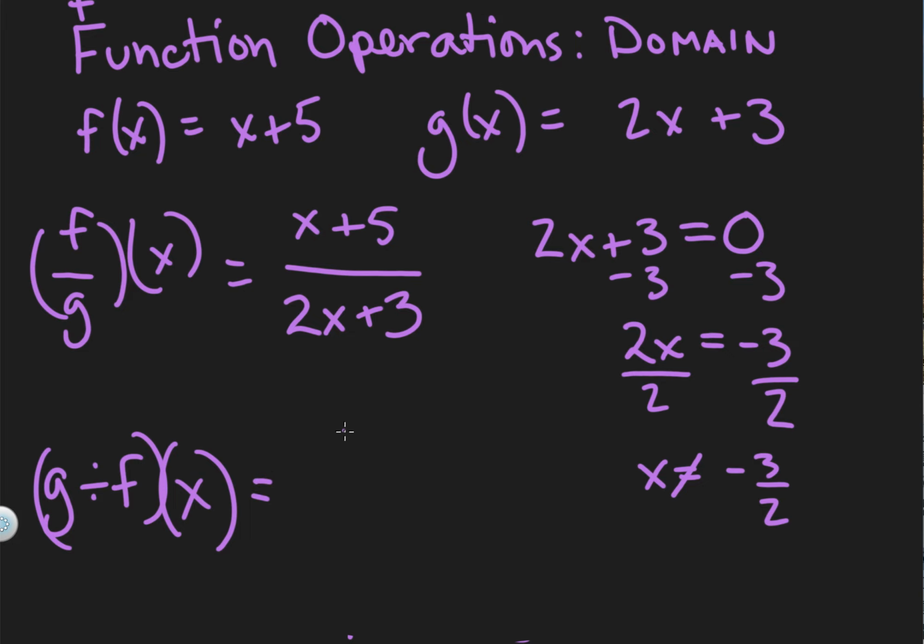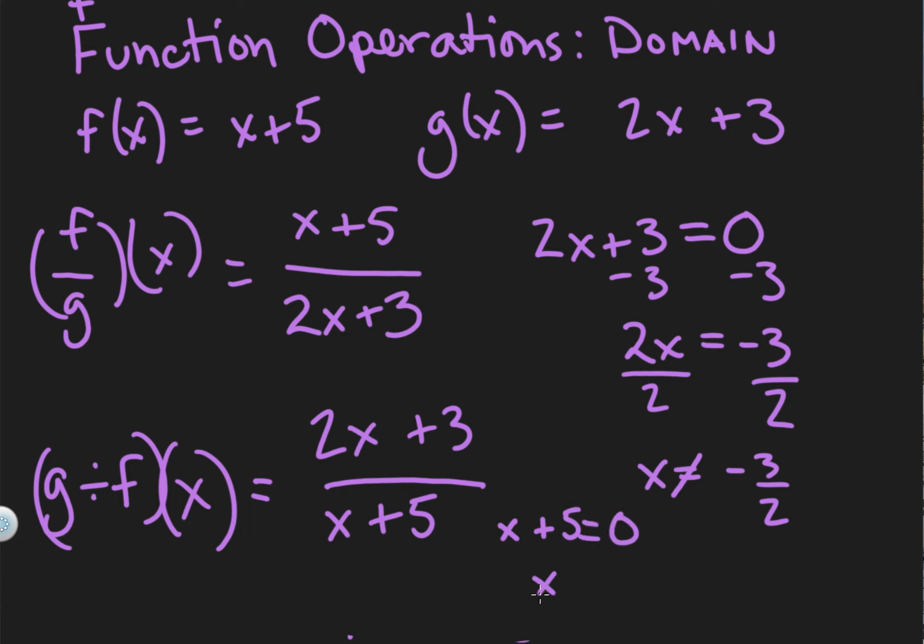Now, this is just the reverse. So instead of the f of x in the numerator, we have g of x in the numerator. So 2x plus 3 divided by x plus 5. Now, there's nothing to simplify here, but we've got a different value in the denominator. So just like we did with the 2x plus 3, we need to account for the values of x that are going to make x plus 5 equal 0. And that's going to be that negative 5. So we need to remember to limit the domain by not allowing negative 5.